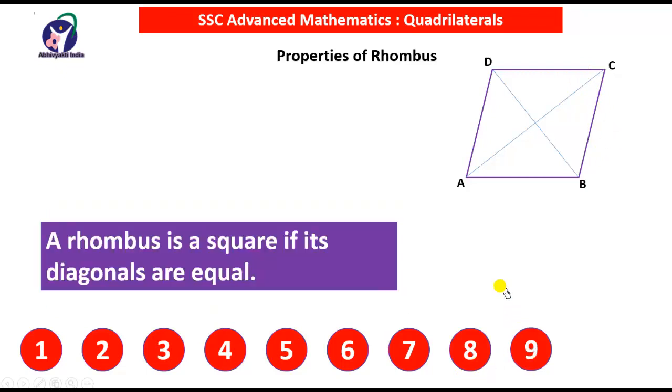Now see the last property, that is a rhombus is a square if its diagonals are equal. If the diagonals are equal, then that rhombus will be always a square.